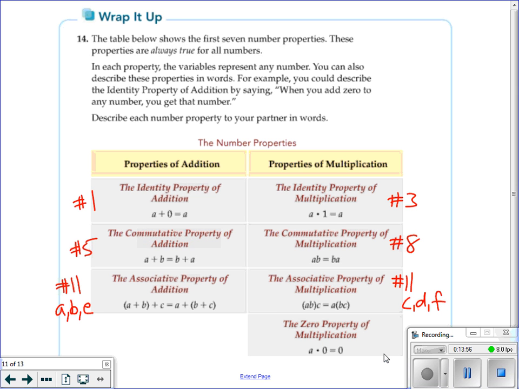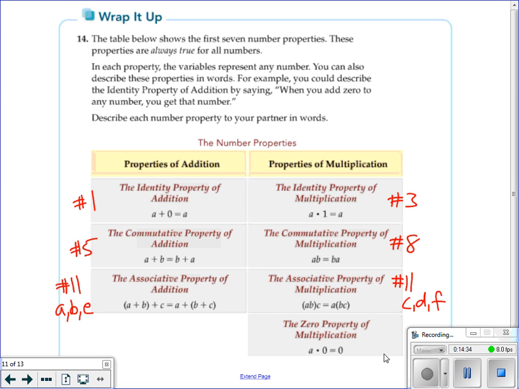The next property of addition, which we looked at in number 5, is called the commutative property of addition. The commutative property of addition just states that you can add two numbers. It doesn't matter what order you add those two numbers in, you're going to get the same answer. Same under multiplication, we have the commutative property of multiplication. Those examples were in number 8. And again, it does not matter what order you multiply two numbers, you're going to get the same answer no matter what order you use.